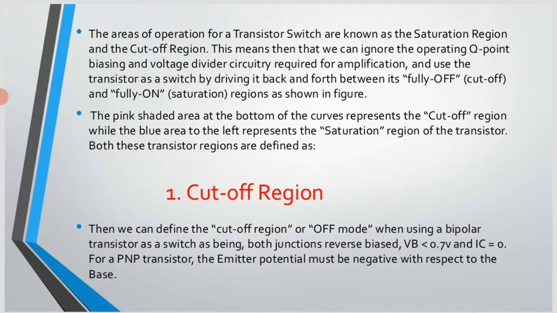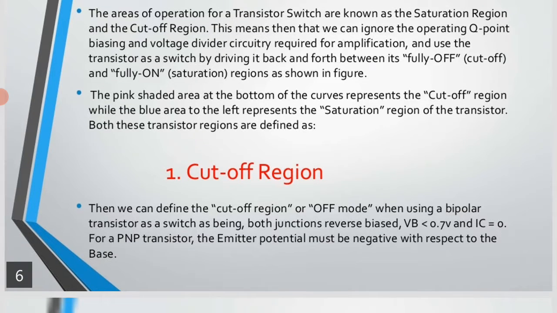This means that we can ignore the operating Q point, biasing and voltage divider circuitry required for amplification, and use the transistor as a switch by driving it back and forth between its fully off cutoff and fully on saturation region, as shown in the figure. The pink shaded area at the bottom of the curves represents the cutoff region, while the blue area to the left represents the saturation region of the transistor.